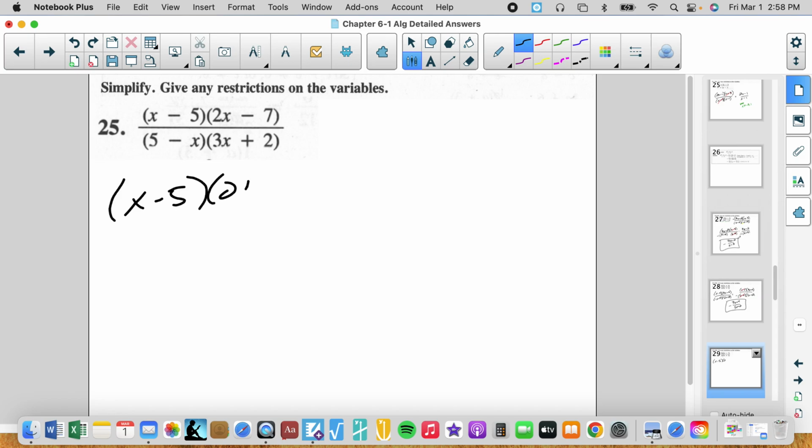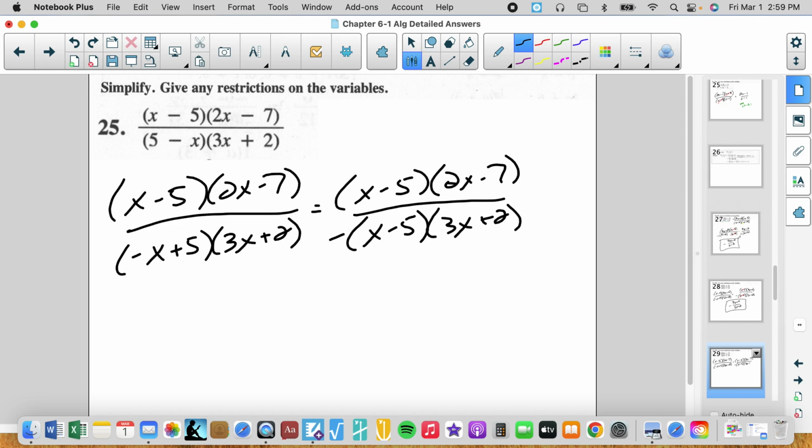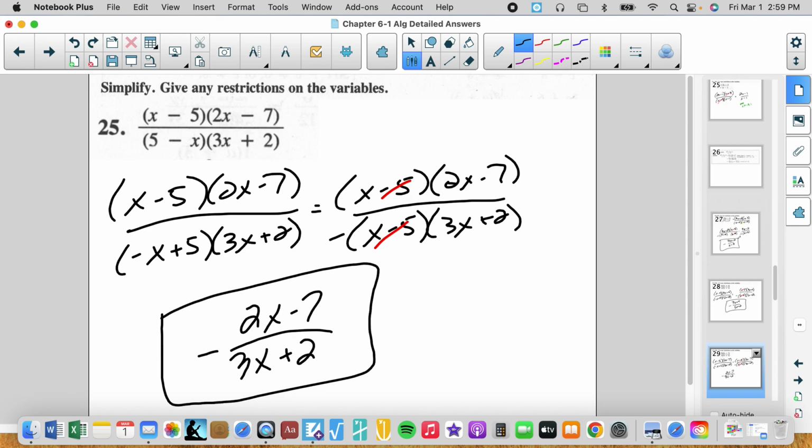X minus 5, 2x minus 7, negative x plus 5, 3x plus 2, x minus 5, 2x minus 7. We'll factor out the negative, get x minus 5, 3x plus 2. The x minus 5 cancel, leaving 2x minus 7 over 3x plus 2 with the negative outside of it.